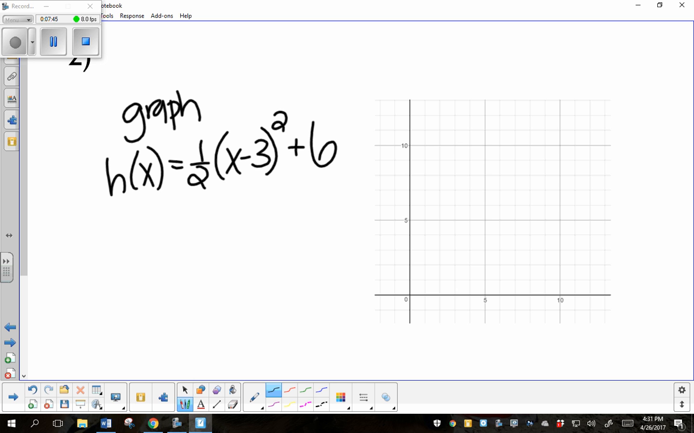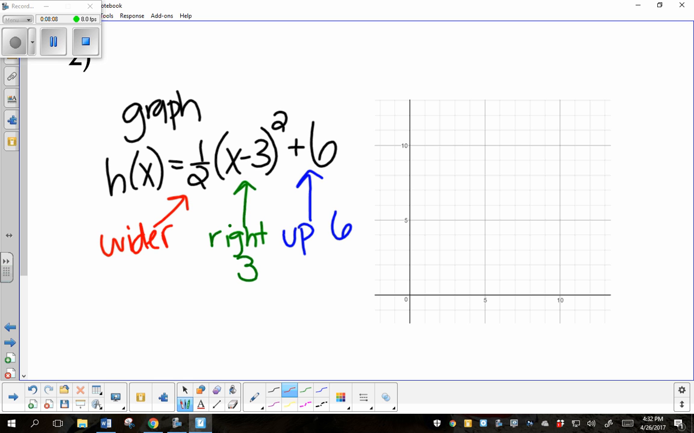So let's talk about what all these parts of this function mean. The plus 6 at the end, hopefully you know now, that means it's going to shift up 6. The minus 3 in the parentheses means that we're going to shift to the right 3. We're going to shift the vertex and every point on the parabola, actually. And then this 1 half out in front means that it's going to look wider than our parent function, x squared. So here's the kind of bad thing. You know how on the last one I didn't make you make an XY chart because we just knew it just shifted left and right and up and down? Okay, anytime it gets wider or narrower, you have to make the XY chart. Sorry.